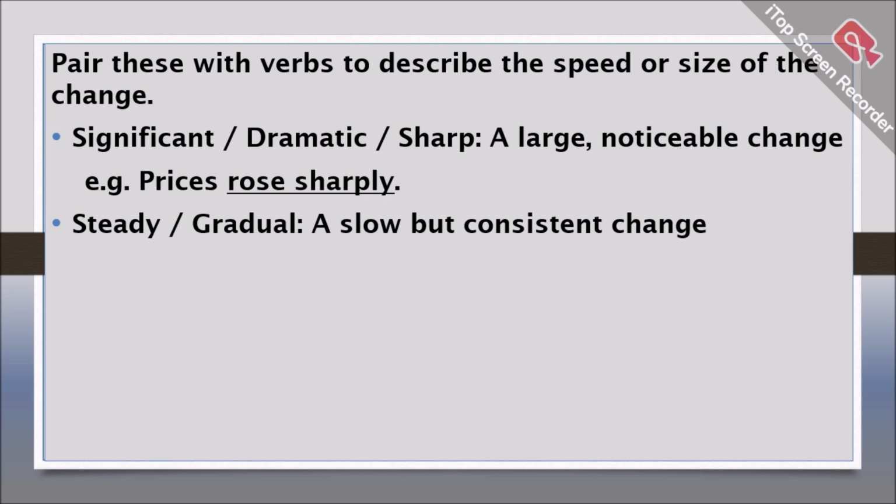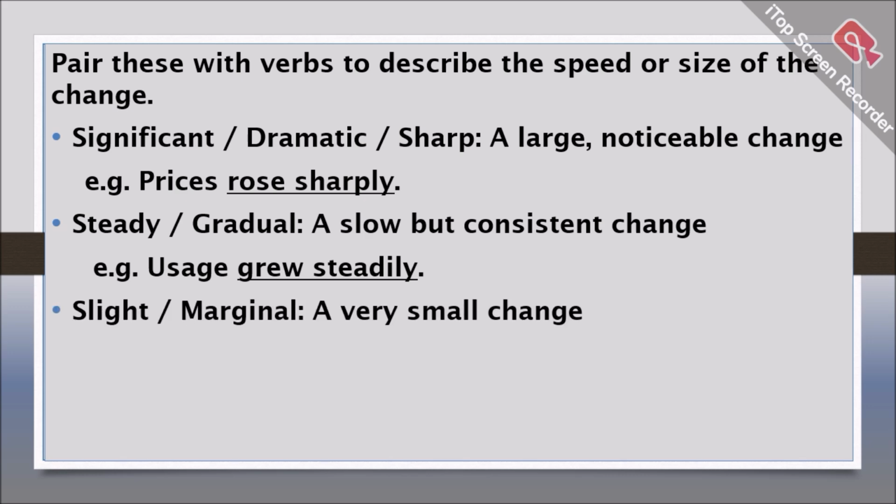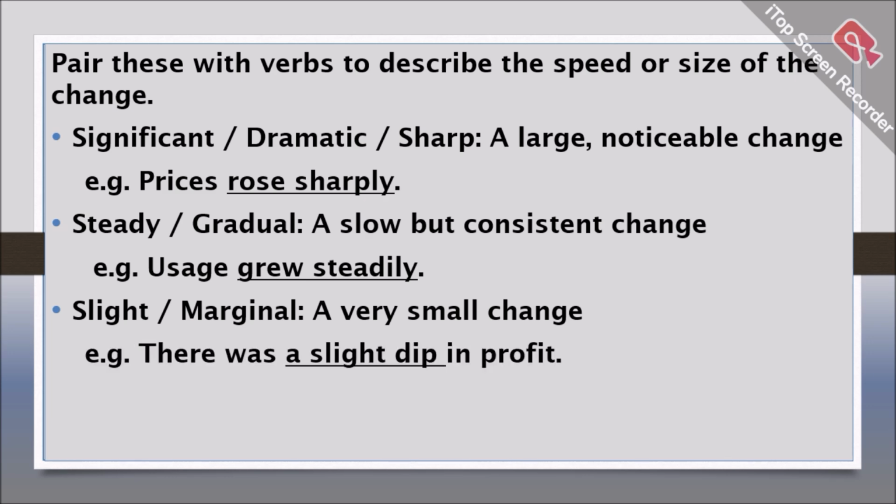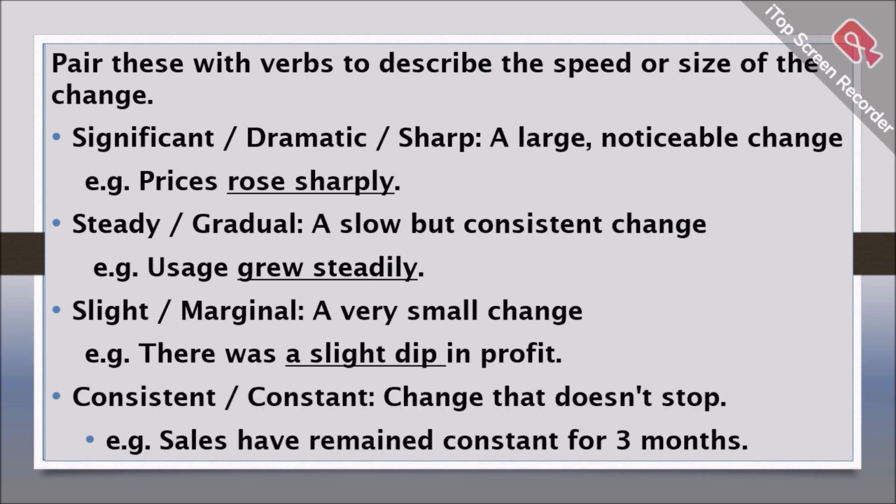Something that's steady or gradual. So, for example, we could say usage grew steadily, or prices grew steadily. If we use the word slight or marginal to talk about a very small change, so now the change, it's not dramatic, it's not steady or gradual, it's just slight, marginal. There was a slight dip in profit in November. And lastly, here we have consistent or constant. Sales have remained constant for 3 months. So, unchanging.